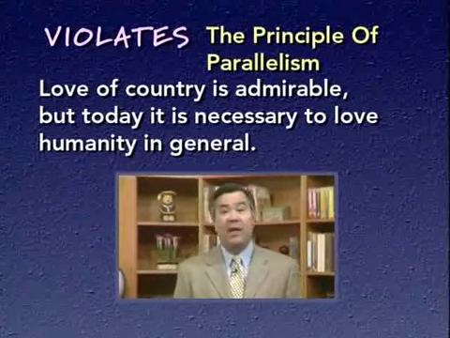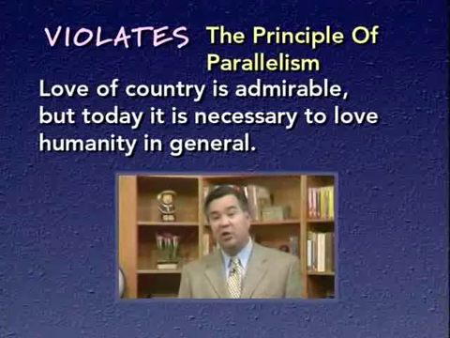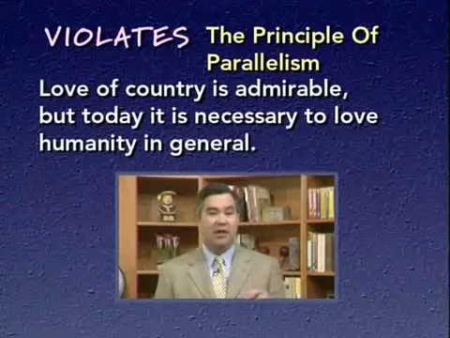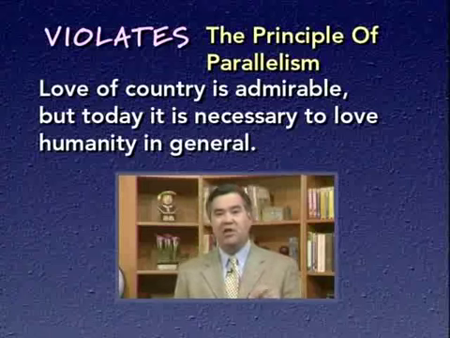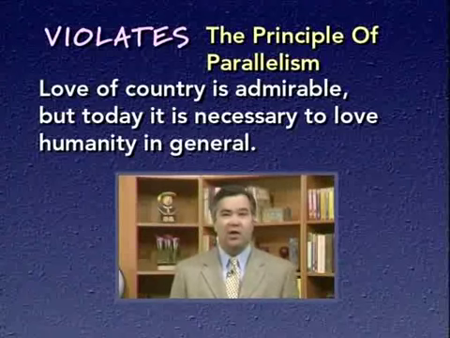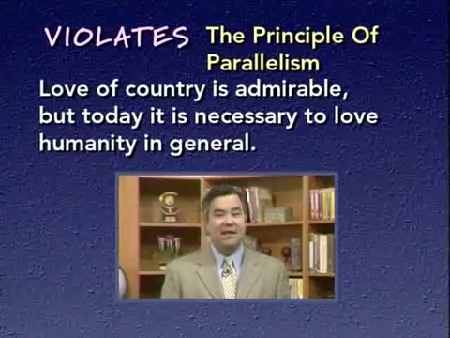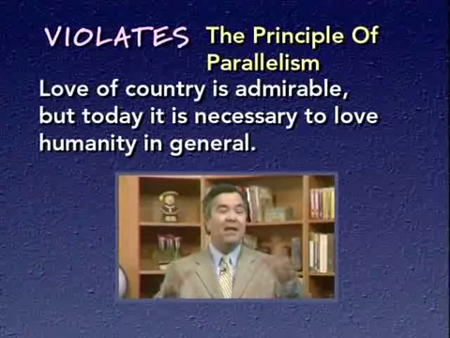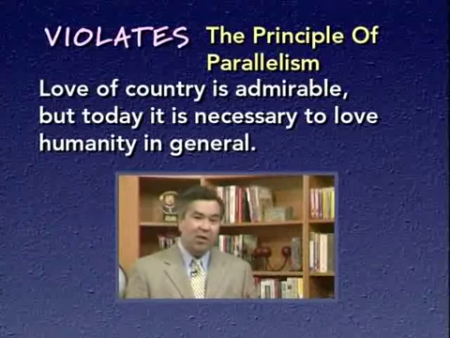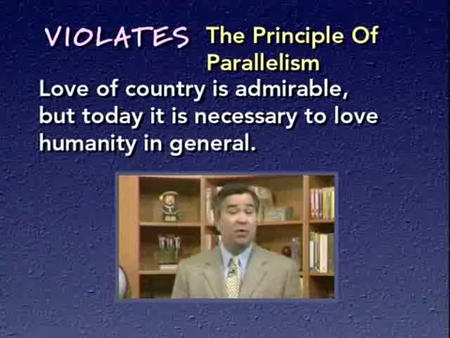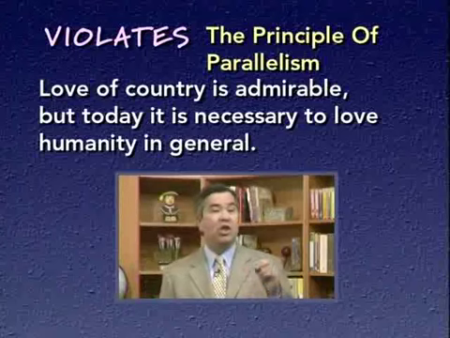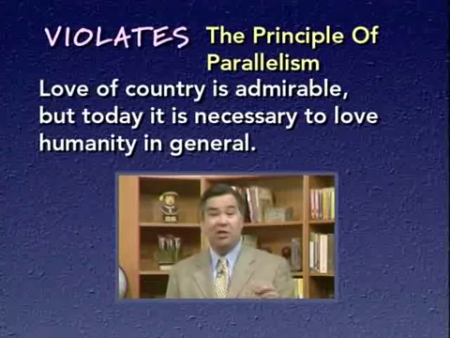How does it violate parallelism? Well, remember the rule we just looked at. When we have related ideas in a sentence, it's desirable to use parallelism to link them and to emphasize the relationship between them. This sentence contains two ideas. First, that love of country is admirable. Second, that today it's necessary to love humanity in general. In other words, to love people no matter where they come from. Now, the author of this sentence is setting up a clear relationship between these two ideas. The relationship is one of contrast. Notice that the conjunction but has been used to join these two ideas.